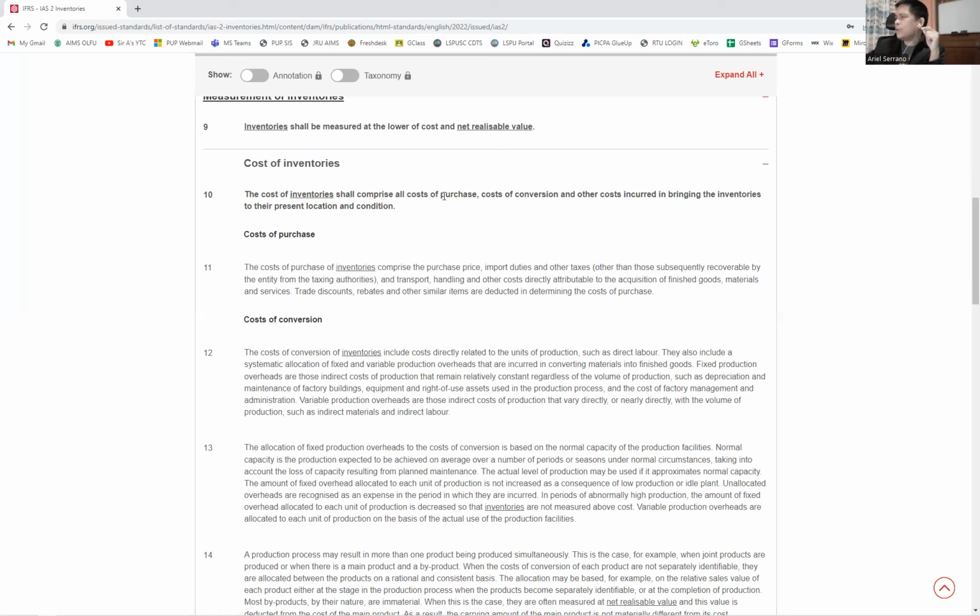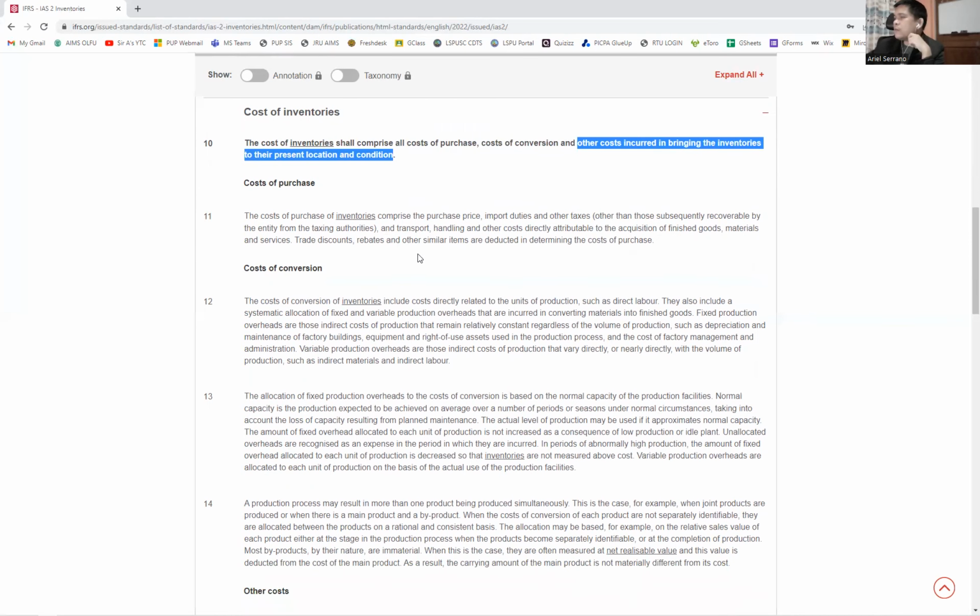So, not only the cost of purchase and cost of conversion, but if there are other costs, may iba pa bang mga gastusin na na-incur? And that is important to bring the inventories in their present location and condition. We need to include it as part of that inventory. Okay, now, for the cost of purchase, no?